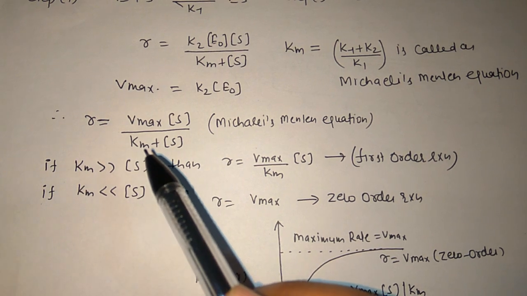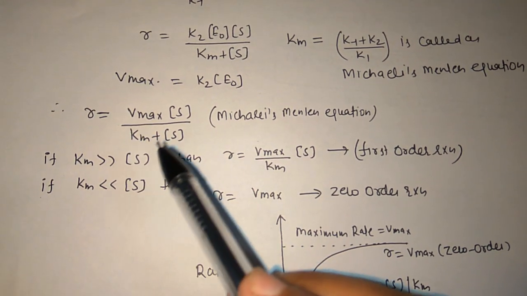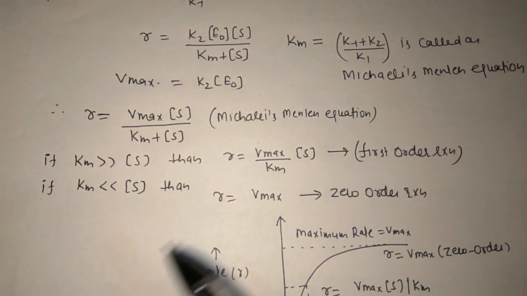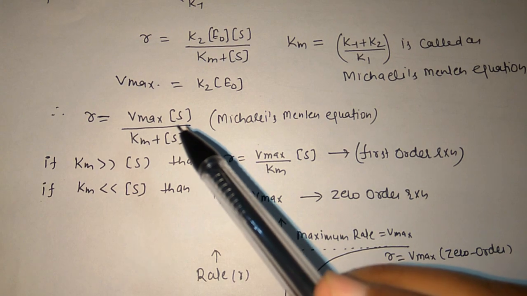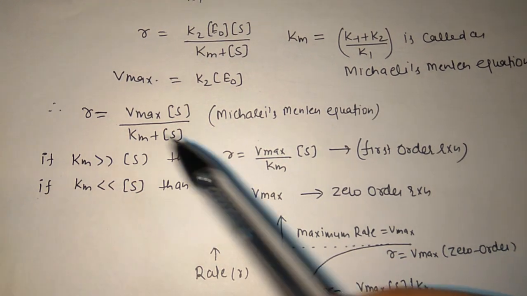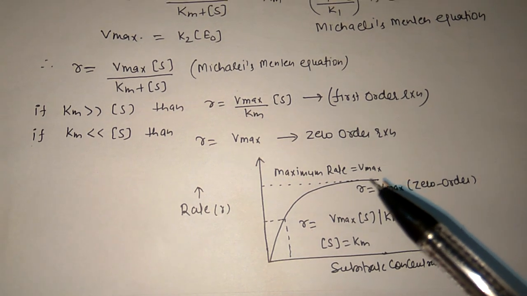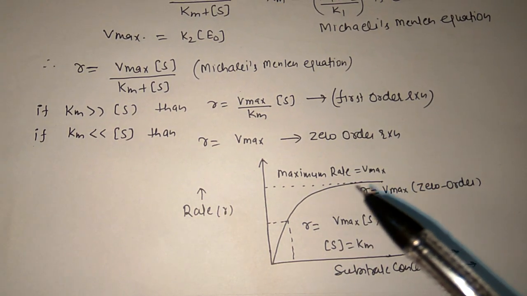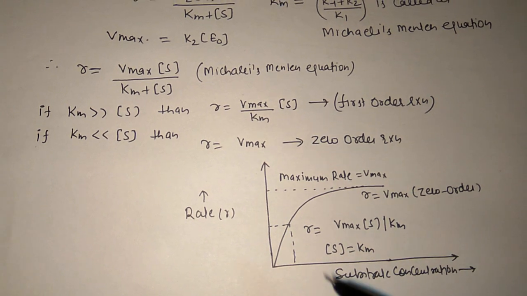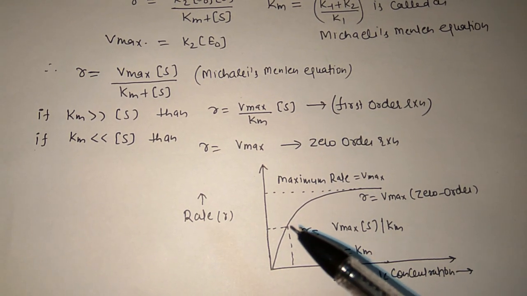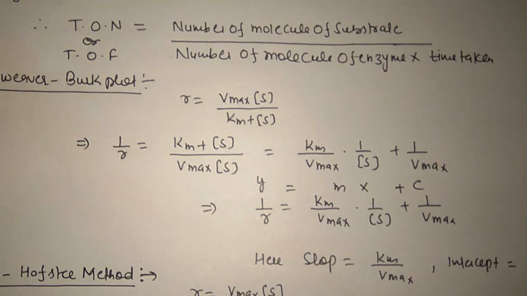The second case is when Km is less than S. Then the concentration of S is greater, so we can neglect Km in comparison to S. Therefore R equals Vmax. So we can cancel S with S and we get Vmax, so it is a zero order reaction. So we can say that at a certain point the rate of enzyme reaction is constant, and that is zero order, and in the intermediate range it follows first order kinetics.